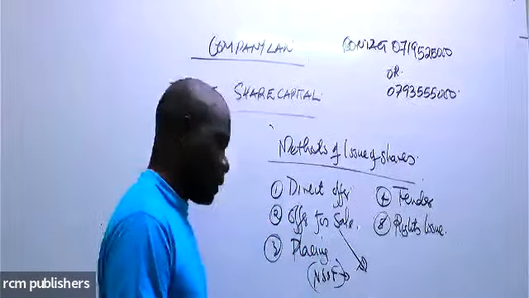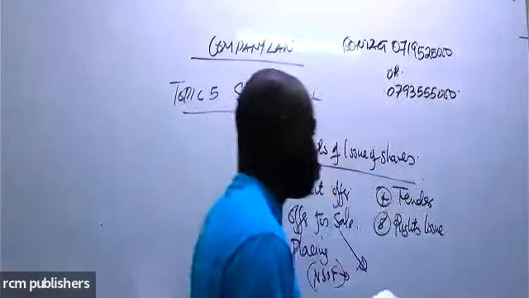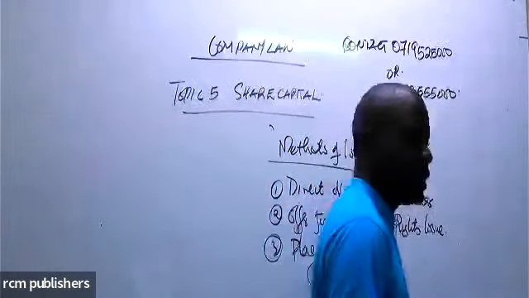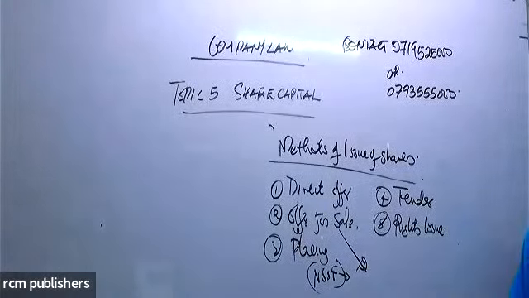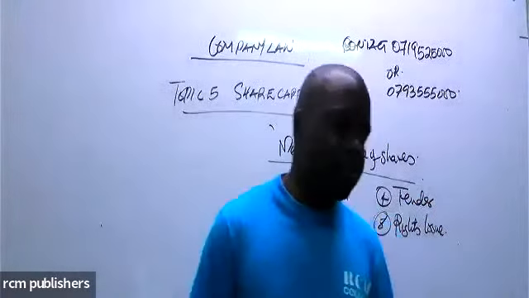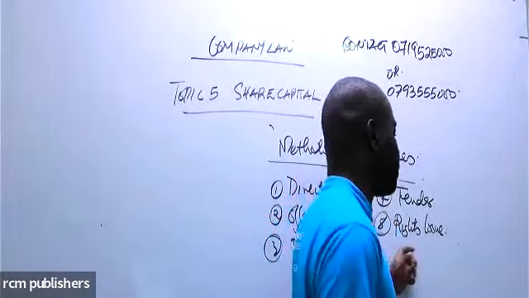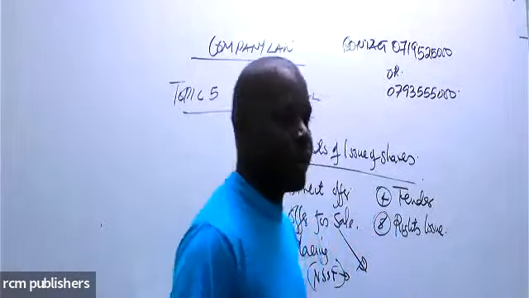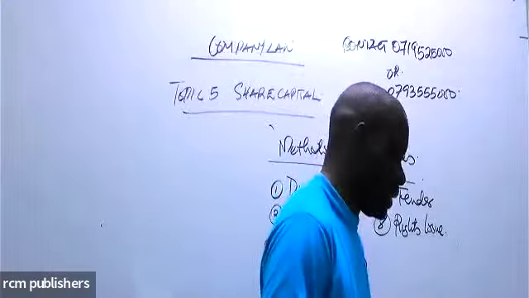Then rights issues. When you talk about rights issue here, you take the option of convincing the already existing shareholders to buy the shares of the company. So you won't go out there publicly, but you convince the already existing shareholders. They can acquire or buy more shares, in proportion to the number of shares they already hold in the company. So you go for the option of giving more shares to the already existing shareholders, or convincing them to get extra shares in the company.